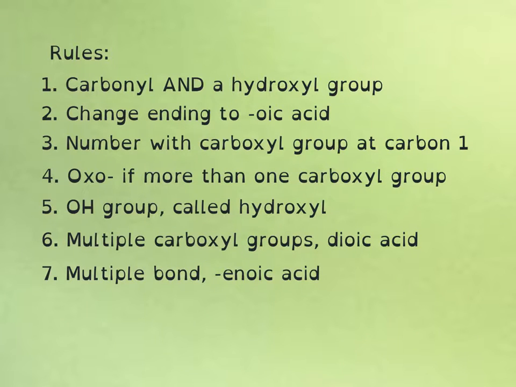So here are the rules. You have both a carbonyl and a hydroxyl group, and you're going to change the ending of the carbon chain to oic acid. You put the COOH group, the carboxylic acid group, on carbon number 1, and if there's more than one, you use oxo as the naming. If you have an OH group also added on it, you have hydroxyl.